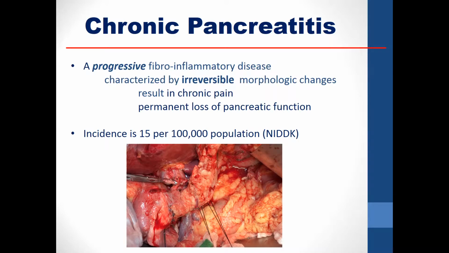So, as we know, chronic pancreatitis is really a progressive inflammatory disease of the pancreas, and it's characterized by irreversible morphologic changes. Here we see a diseased pancreas. It's clearly fibrotic and scarred. And the accumulation of these morphologic changes results in chronic pain and ultimately impedes endocrine and exocrine function of the gland. The incidence is roughly 15 per 100,000 population, but as we know, that varies dramatically with geography and socioeconomics.